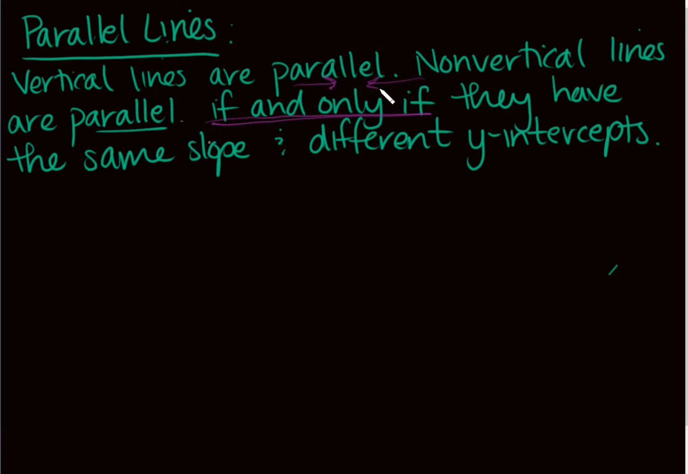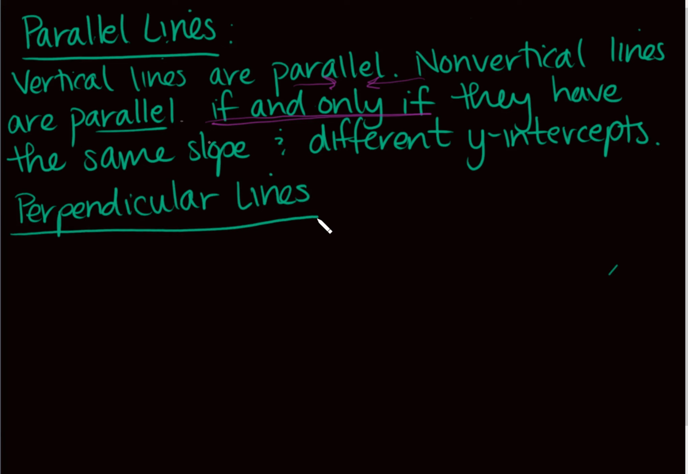And it's also true the other way too. It means if they have the same slope, then they're parallel. If and only if statements are pretty powerful in mathematics. And if you become a math major and you have to prove a theorem that has if and only if, you have twice the work.